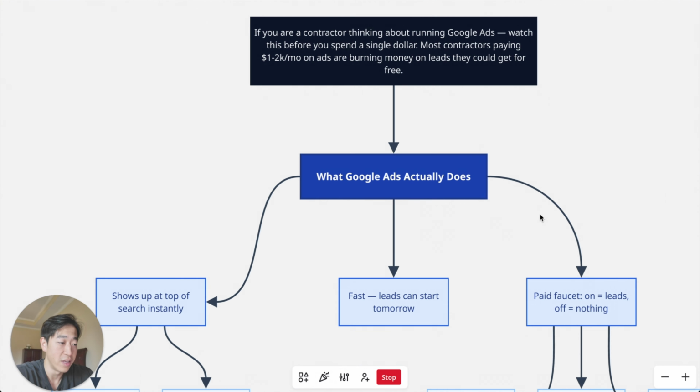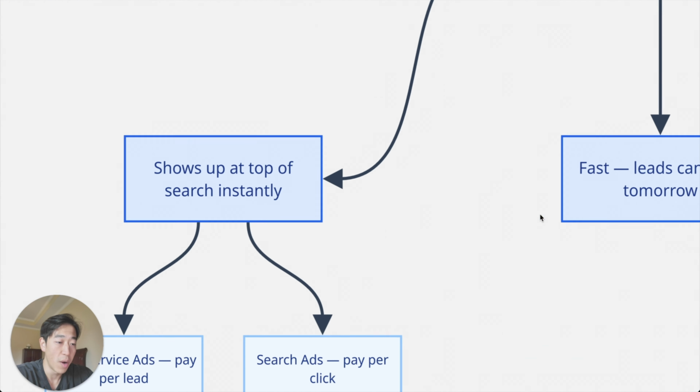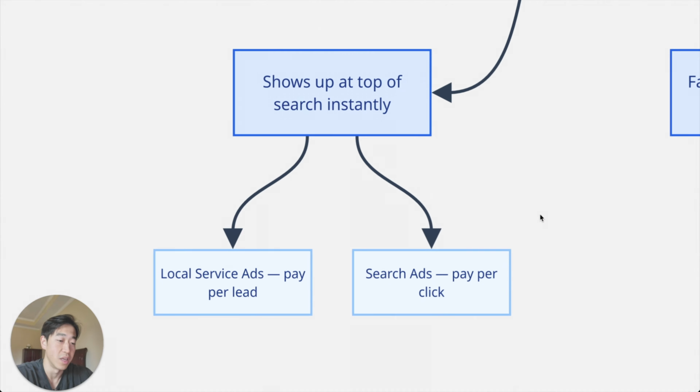Here's what Google Ads actually does. So you show up at the top of the search instantly. There's two types of ads. Number one is local service ads. It's also known as Google Guaranteed, where you essentially pay per lead or you pay per call. You can listen to the calls and see if it's a qualified lead or not.